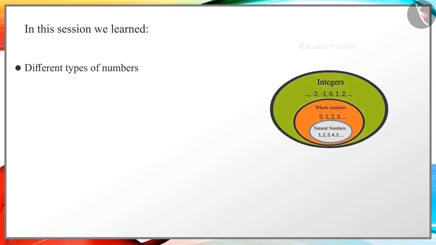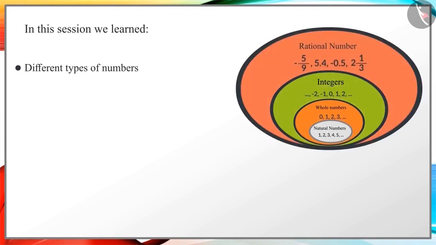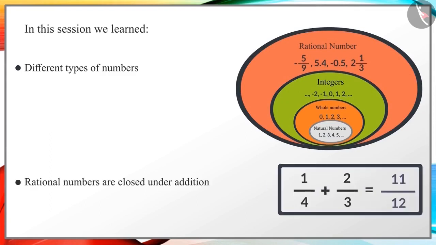Children, in this session, we learned about different types of numbers such as natural numbers, whole numbers, integers, and rational numbers. We also verified the closure property under addition of rational numbers.